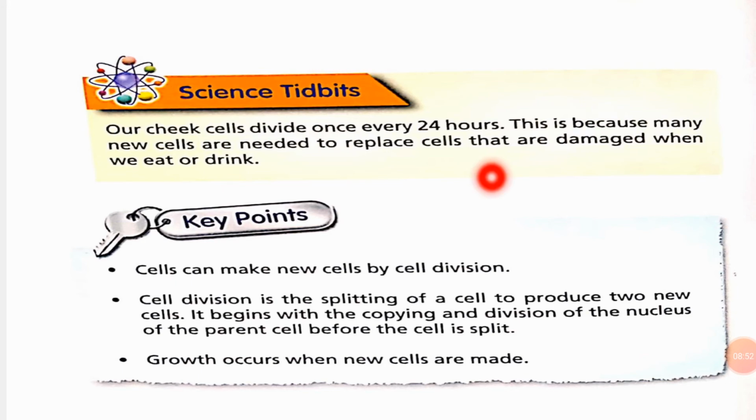Science tidbit is given on the next page, that our cheek cells divide once every 24 hours. And why does this happen? Because many new cells are needed to replace cells that are damaged when we eat or drink. Means when we are eating or drinking something, our cheek cells get damaged, and for replacement of these damaged cells, new cells come and take the place of these damaged cells.